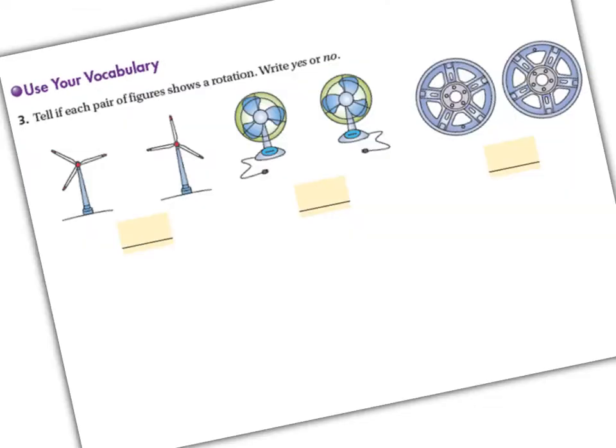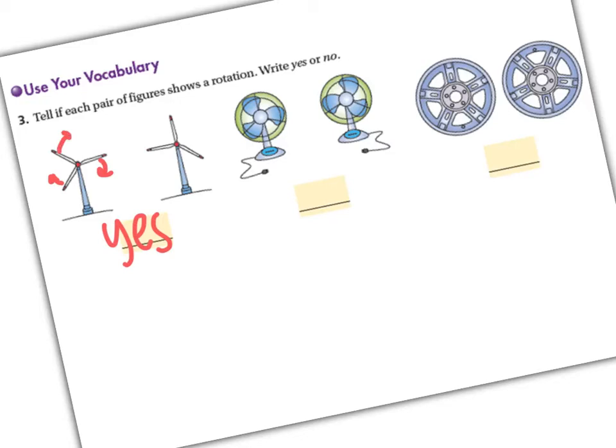So our first task will be to decide if each pair of figures shows a rotation. So our first one are these two fan blades or windmill blades. This one is a rotation. This started here and goes down just a little bit. As it goes down, this one goes up and this one goes up. That one is yes.